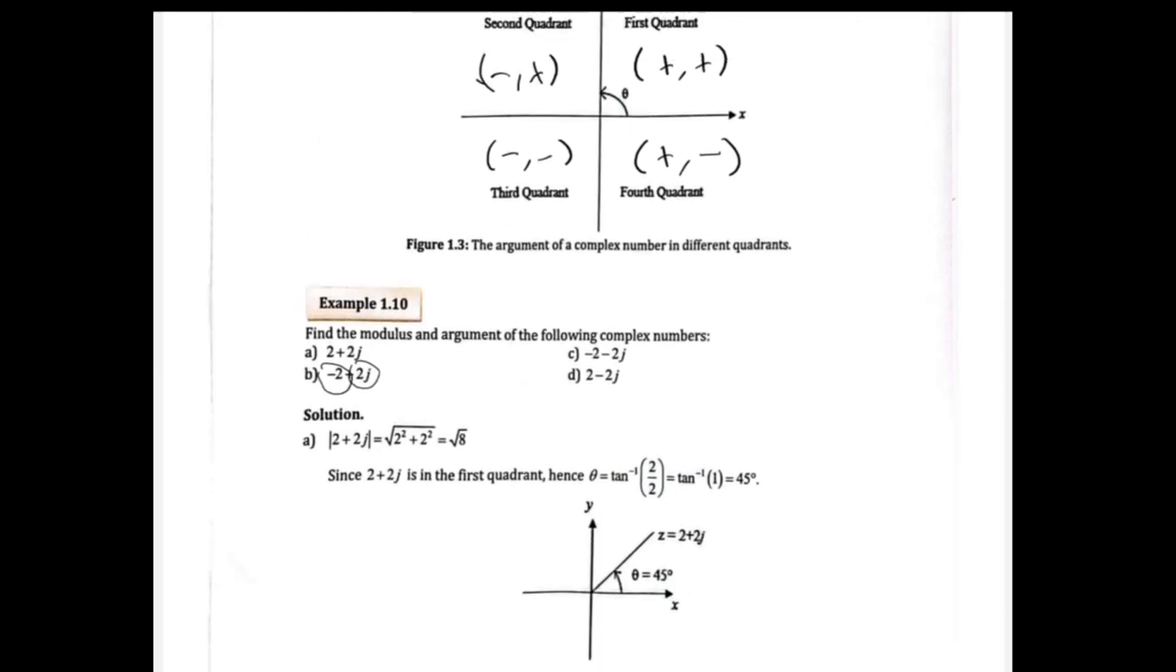Now for C, -2 minus 2j, it should be in the third quadrant. As you can see, it has a negative real part with a negative imaginary part, so the line should be in the third quadrant. It will have the same modulus because they have the same numbers.